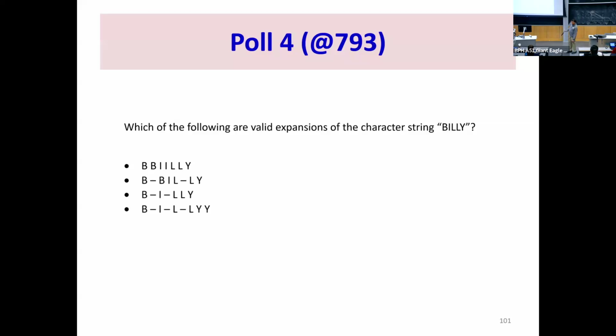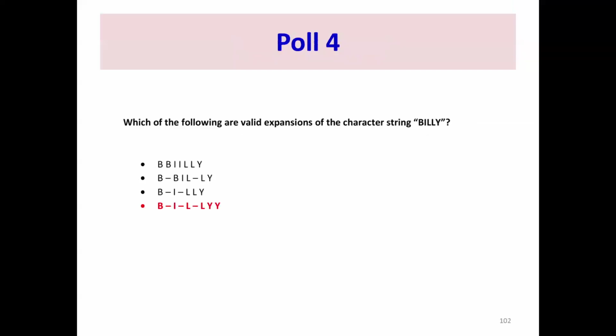Okay, someone on Zoom, can you tell me if the first one is a valid expansion of Billy? No. Okay. What about the second one? No. Zoom again, is the second one valid? No, okay. Someone in this room, what about the third one? Is the third one not valid? Okay. Fourth one? Valid. Okay. So do you see how this works, right?